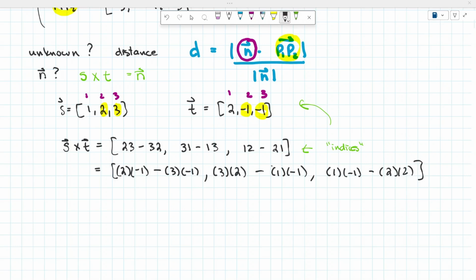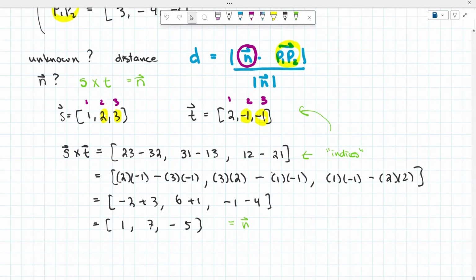So if we go ahead and solve this, we have -2 plus 3. We have 6 minus -1, which is 6 plus 1. Then we have -1 minus 4. And as a result, we have 1, 7, and -5. So that is the result of our cross product, and this equals our normal vector right over there.